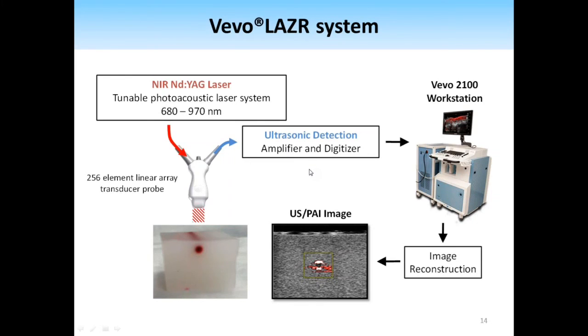Then these will be amplified and digitized. And then the Vevo 21 workstation will work to reconstruct these images. What you see here is a pseudo-colorized photoacoustic image on top of ultrasound. So the ultrasound is the gray, and the photoacoustic imaging is this kind of red. You can see this is our single blood channel, and we have this signal coming right from there.